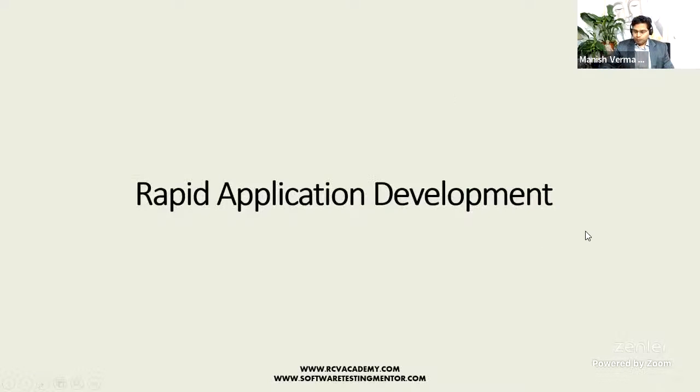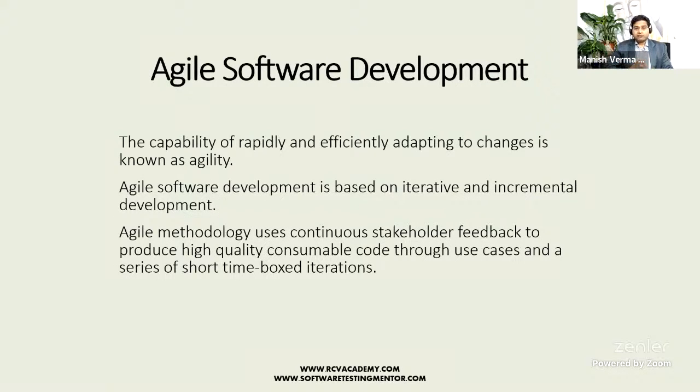Now, if we move further, the next one is agile software development. As the term agile suggests, the capability of rapidly and efficiently adapting to change is known as agility. That's the simple meaning of agile. Agile software development comes from a similar meaning, that the development approach should be able to adapt efficiently and incorporate any of the changes that are there, right?